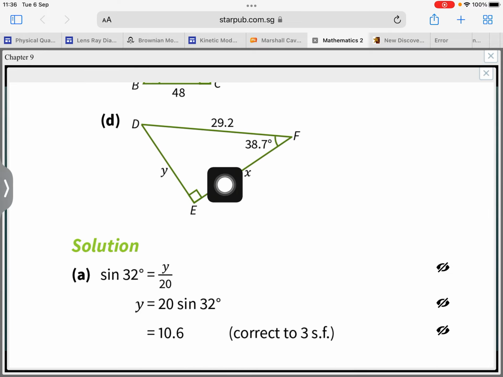Lastly, to find Y, based on this angle, Y is considered an opposite. So you have opposite, you have hypotenuse. So you will use SOH, because opposite and hypotenuse, you use sine. So sine 38.7 will be equal to Y over 29.2, because opposite over hypotenuse.